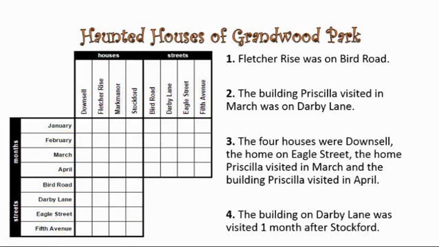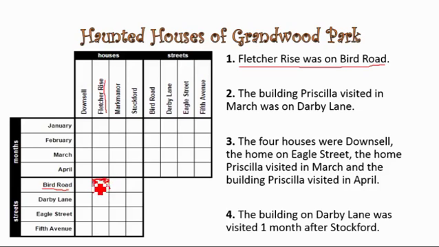So there's two ways to go about this puzzle. First, when a clue tells you that something is definitely true. For example, in the first clue that we see on the right, it says Fletcher Rise, which is the name of one of the houses, was on Bird Road. So wherever we see Fletcher Rise, we can go down and find out where it crosses Bird Road. Now where they meet, we can fill this square in, because the clue tells us that Fletcher Rise is definitely on Bird Road.